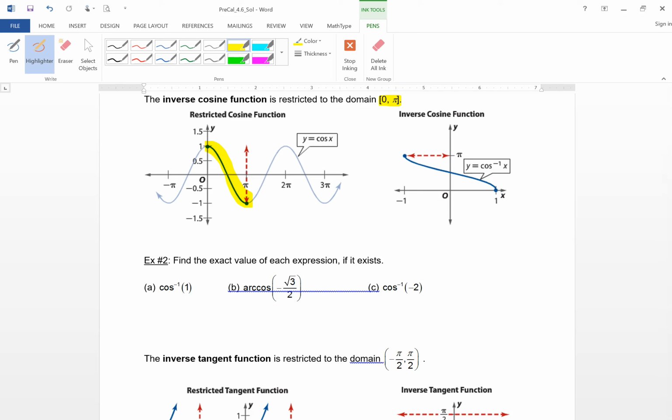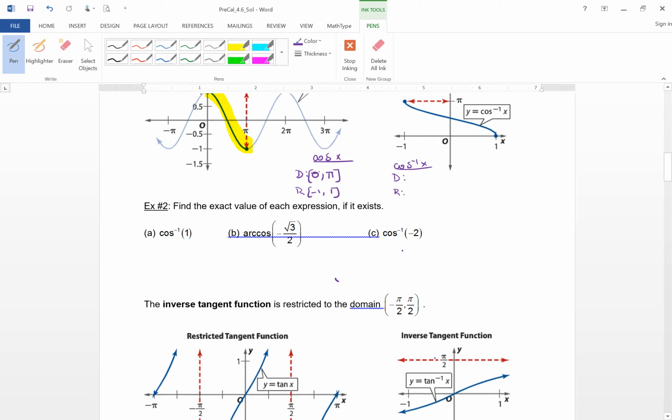That means for the inverse cosine function, okay? Alright, so for cosine of x, we restrict the domain and we go from 0 to pi. Okay? The range is always -1 to 1 for cosine. So what happens for the inverse cosine then? What is the domain and range for the inverse cosine? Right.